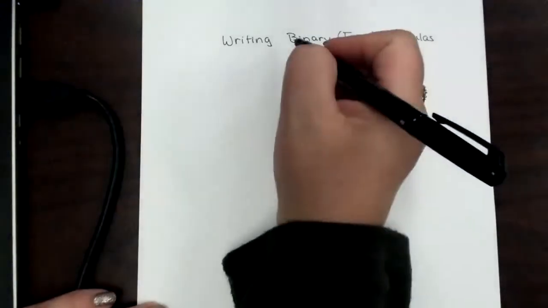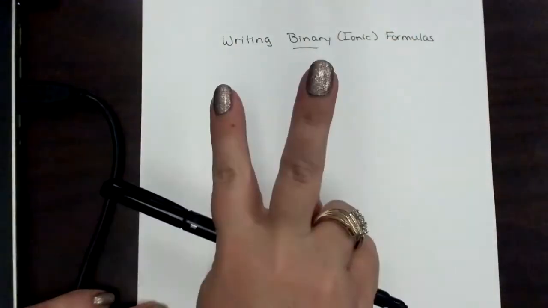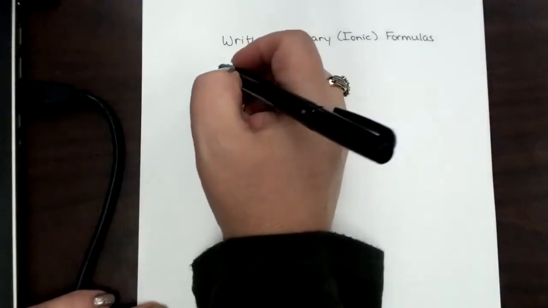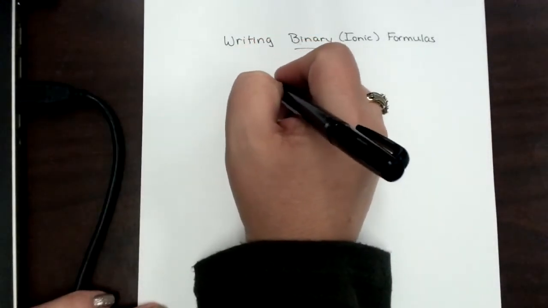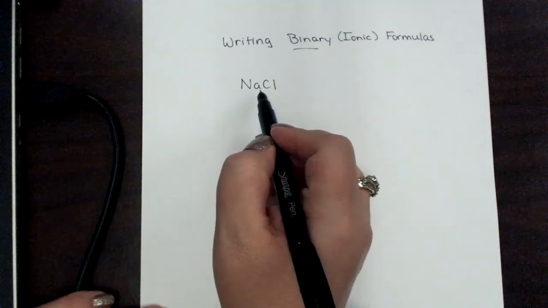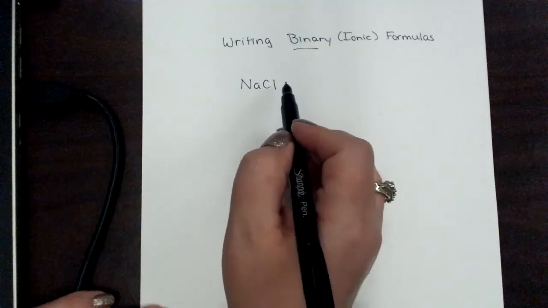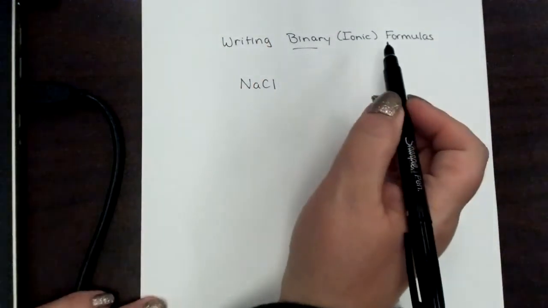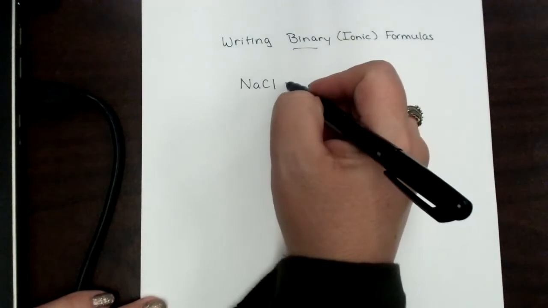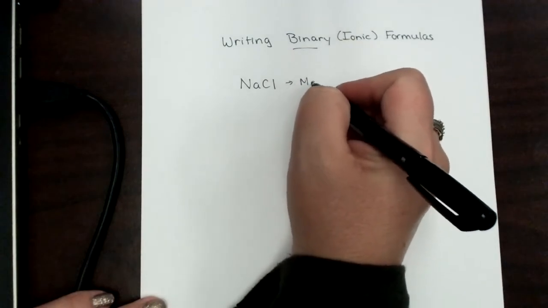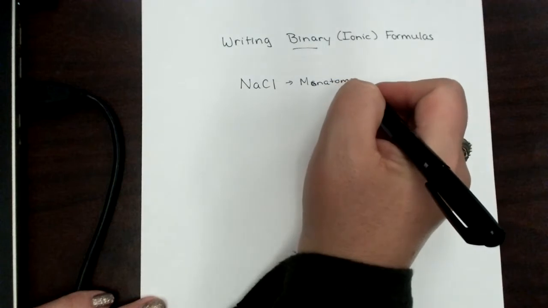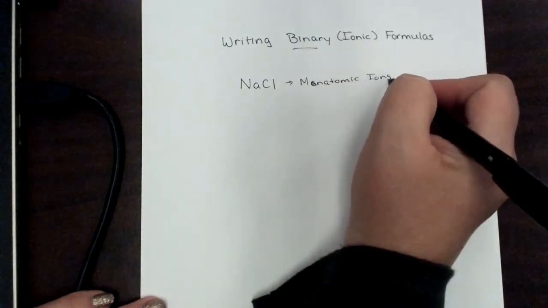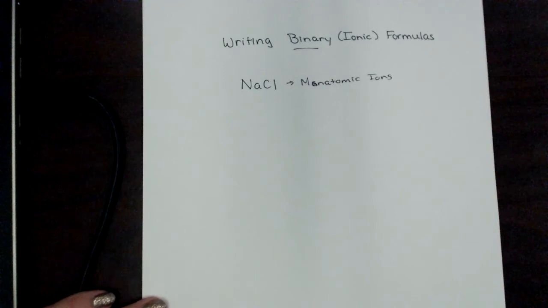So a binary formula just simply means that there are two elements involved. A good example would be NaCl, because it has sodium and chlorine, which are two elements. So therefore it means binary, okay? When we talk about binary formulas, we are going to be using monoatomic ions, like sodium, calcium, sulfur, copper, oxygen, things like that.